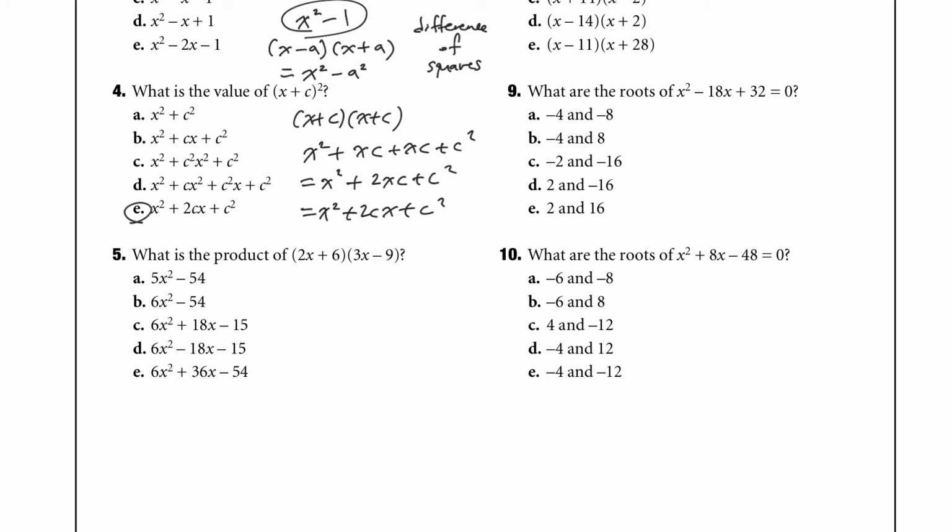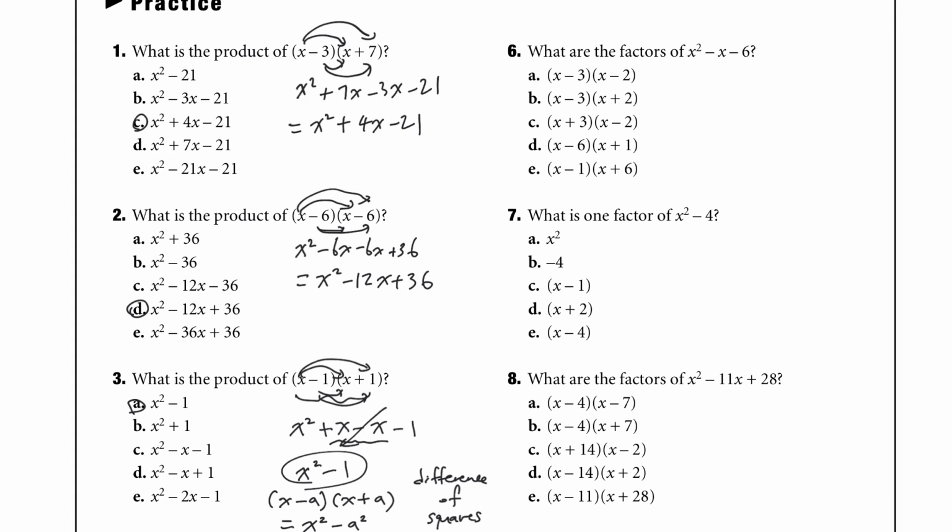What is the product of 2x plus 6 times 3x minus 9? 2x times 3x is equal to 6x squared. 2x times negative 9 is negative 18x. Plus 6 times 3x is 18x. Minus 6 times 9, 54. The middle terms cancel. You have this. Okay.